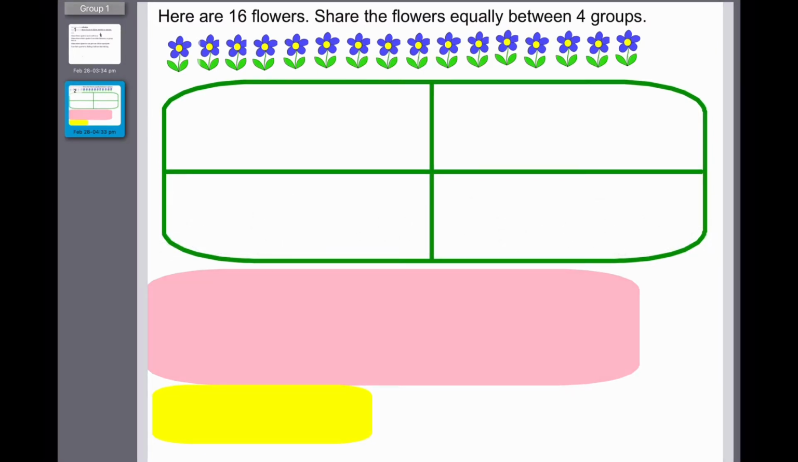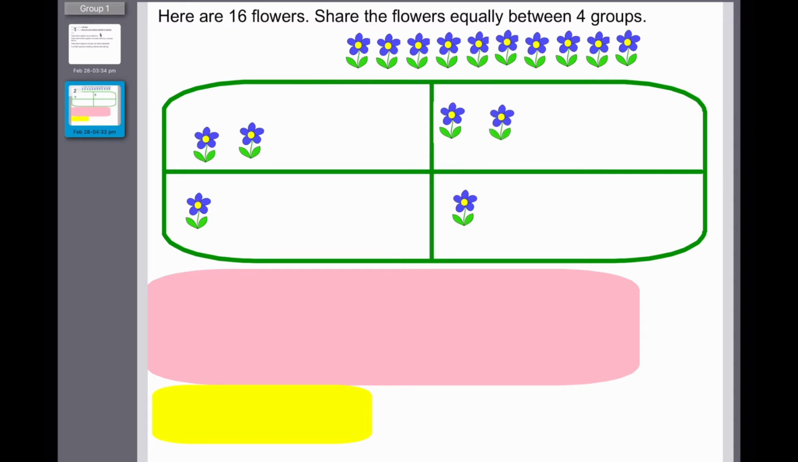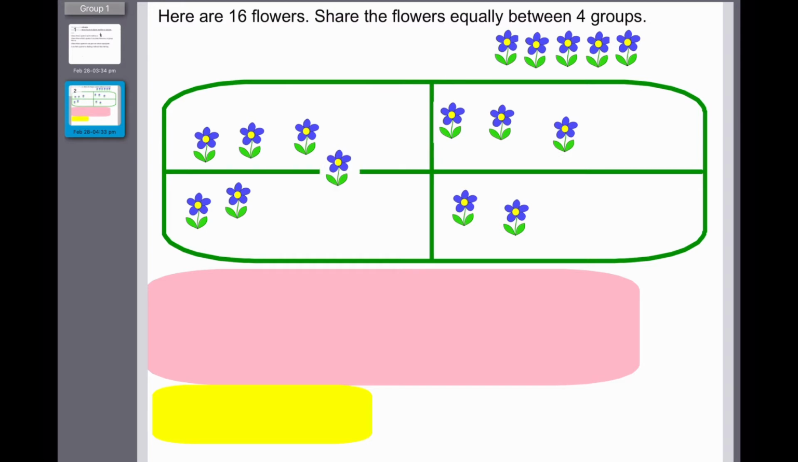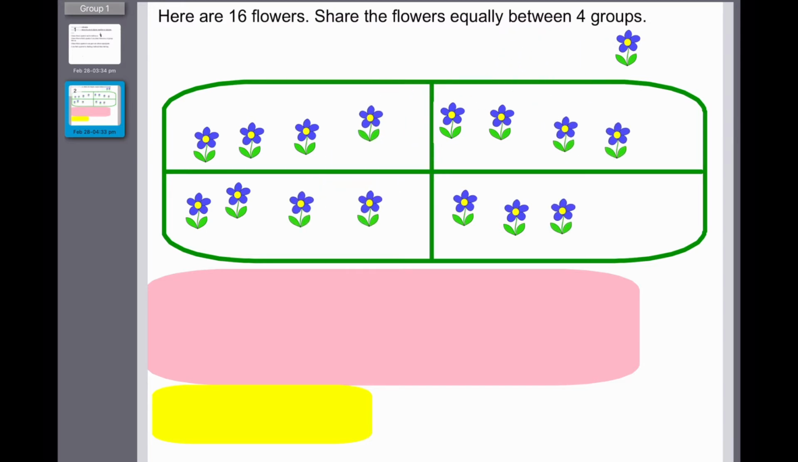So let's share the 16 between 4. Did you do something like this? 1, 2, 3, 4, 5, 6, 7, 8, 9, 10, 11, 12, 13, 14, 15, 16. Does every quarter have 4 flowers in it? Well done if they do. You have shared correctly.